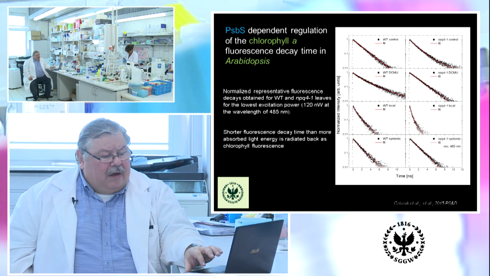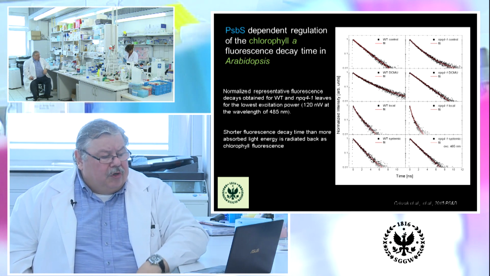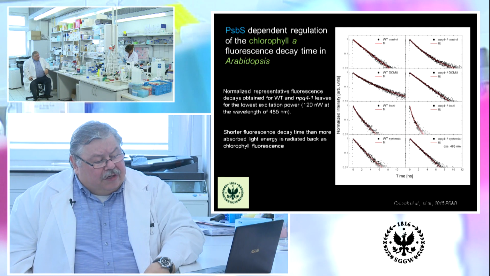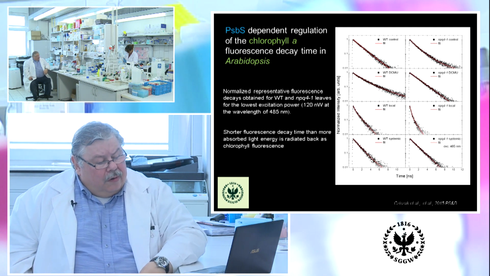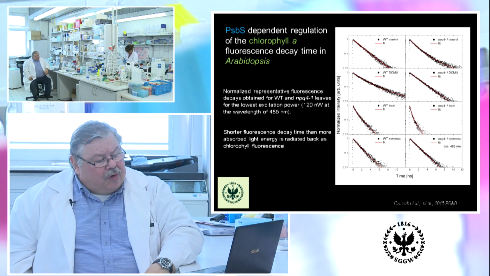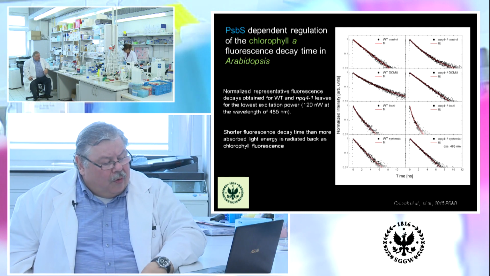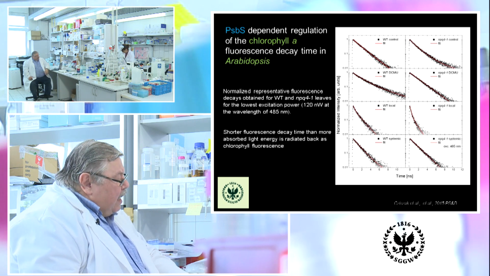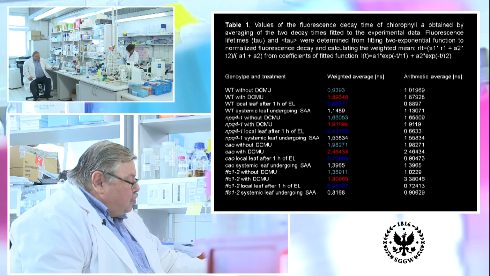to the wild type. In the mutant, we have a longer fluorescence decay time, whether treated with DCMU or not treated with DCMU. However, when we shone excess light for 1 hour, the fluorescence decay time in the NPQ mutant was shorter. In systemic leaves, it was also changed.